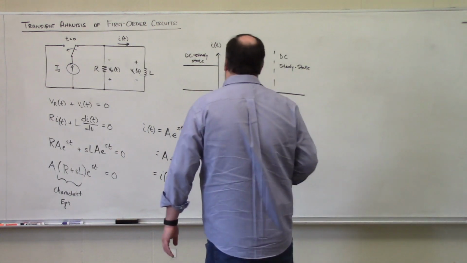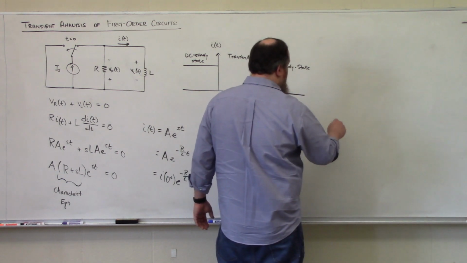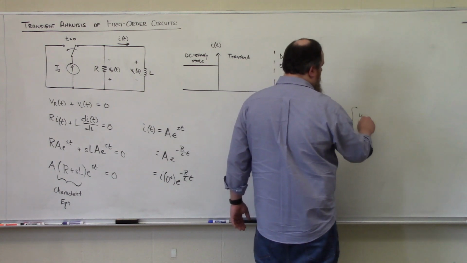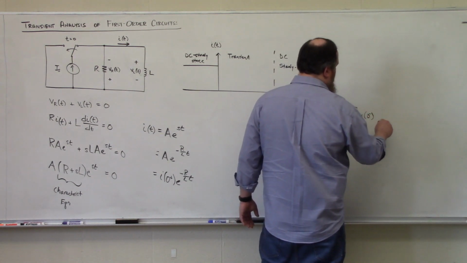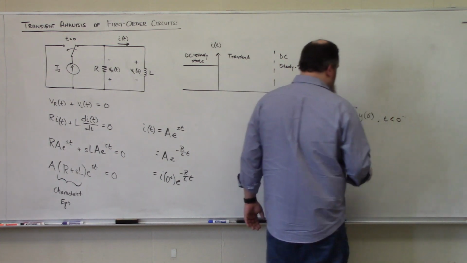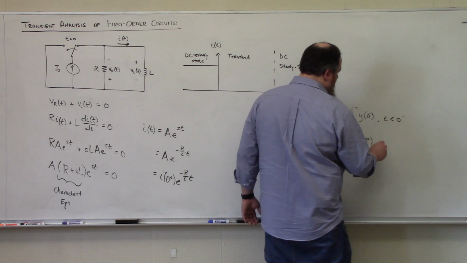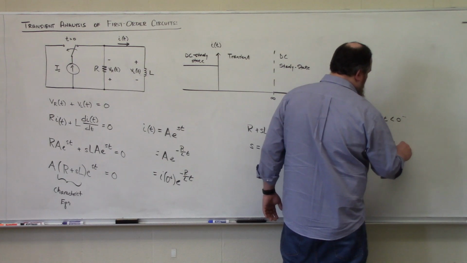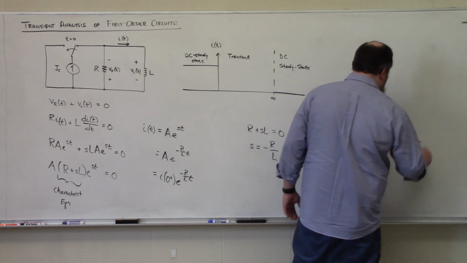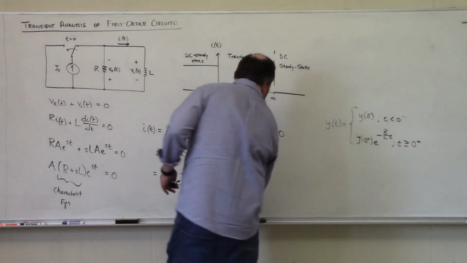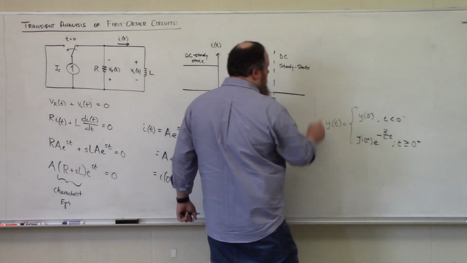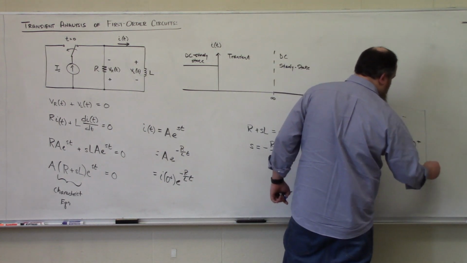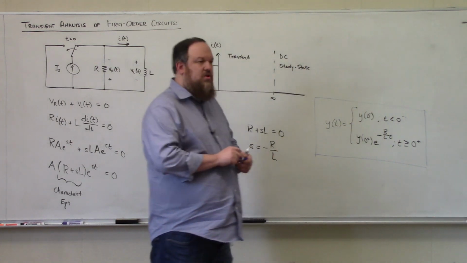so that generically, in a first order RL circuit, we see that y(t) is equal to y(0 minus) for t less than 0 minus, and y(0 plus) e to the minus R over L t for all t greater than or equal to 0 plus. So this is the equation that governs the behavior of all voltages and currents in a first order RL circuit.